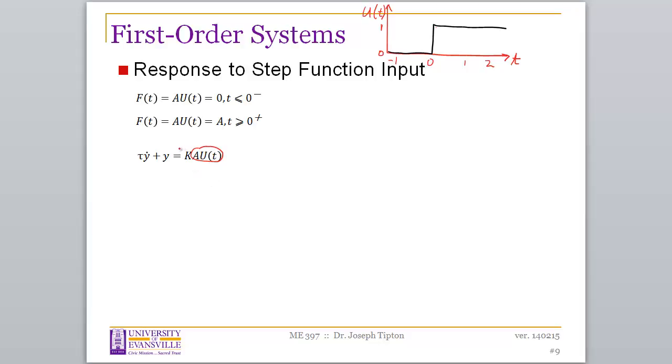And we need to solve this. To solve it, let me first rewrite it a slightly different way to maybe help you see this more clearly. So my derivative is dy/dt, and I'll move the time constant around. I'll divide through.